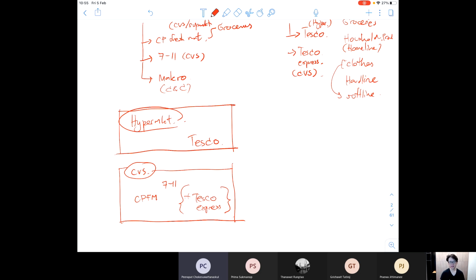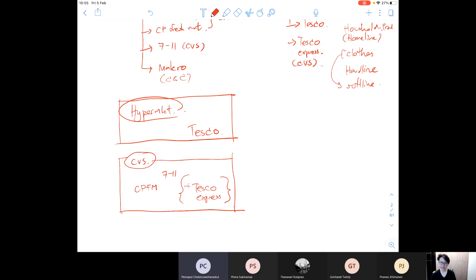And then this is something that you might need to analyze within this market. You say that, okay, for hypermarket there's no problem because there's no change in terms of market share. It's just a change of who the owner is. But for the CVS, now we have more players, right? So this is something that you might need to explore. And as a matter of fact, the market share of CP, even without Tesco Express, was roughly 90% in terms of sales. So if you add Tesco Express, it's going to be above 90% for sure.